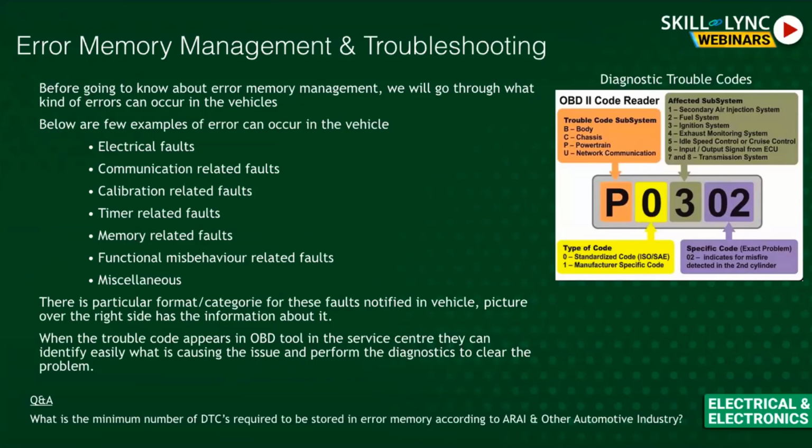P0302, right? So P says powertrain. Powertrain includes your engine and your transmission side, everything is the powertrain. So if it is a P, it is an engine trouble or transmission trouble or an exhaust system trouble. If it is a C at the starting, it's a chassis trouble. If it is a B at starting, it's a body trouble. That is, a door is not fitting well. It's a body trouble error code.